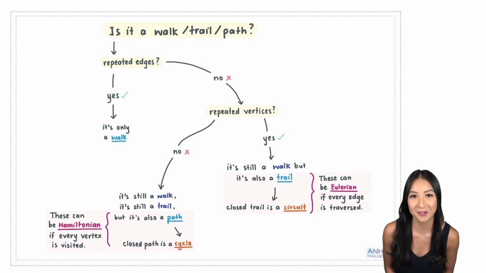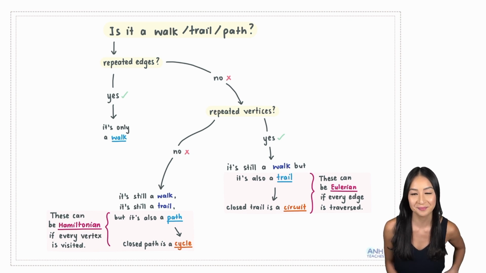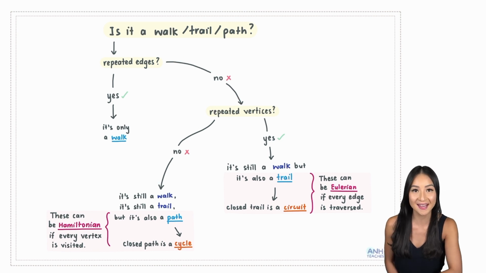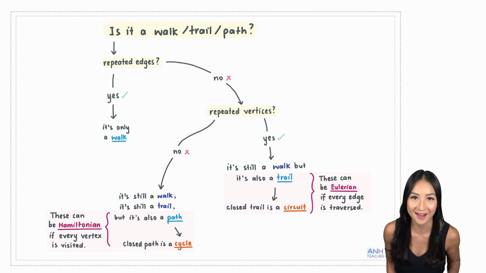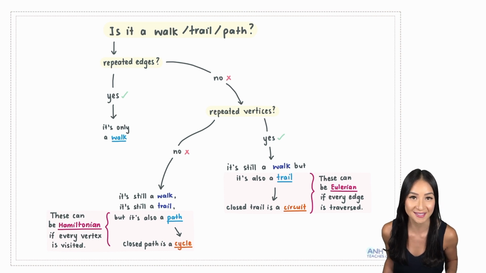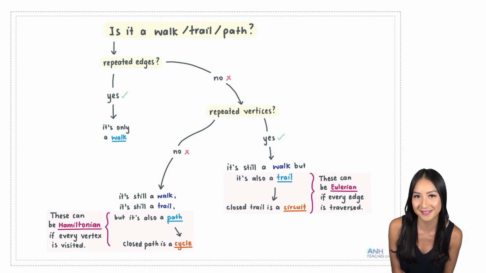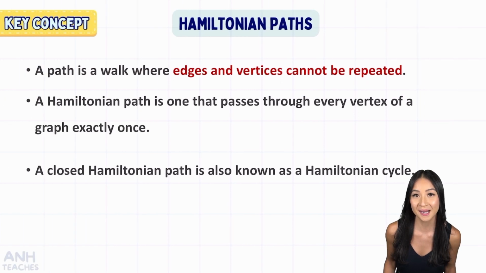So just a quick review of what a path is. Now, if a walk doesn't repeat any edges, and it also doesn't repeat any vertices, then we can call it a path. A closed path is called a cycle, and these paths and cycles are Hamiltonian if they visit every single vertex. So a summary of all of that is on the screen here.